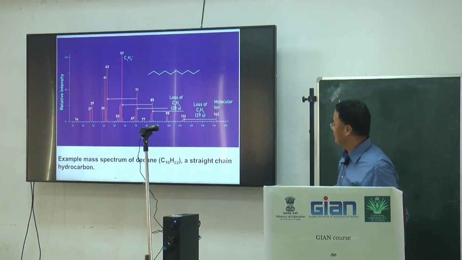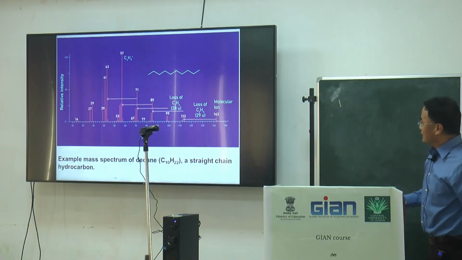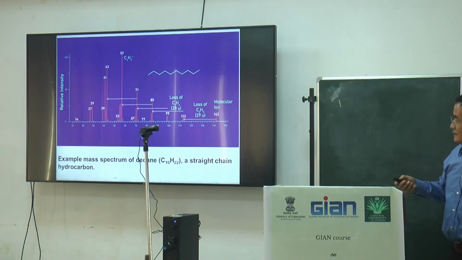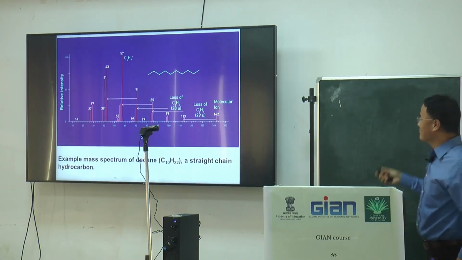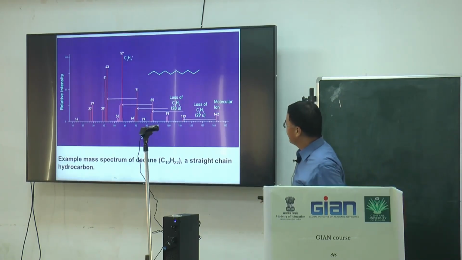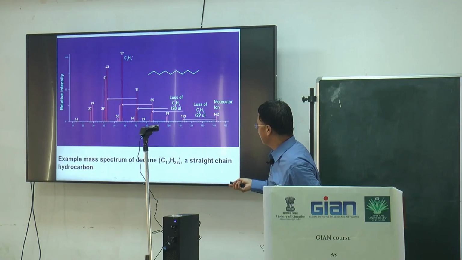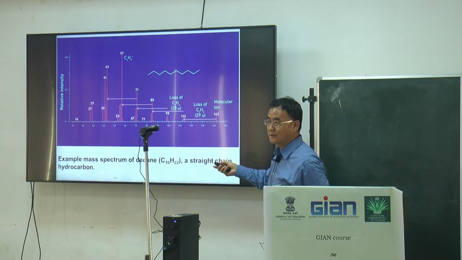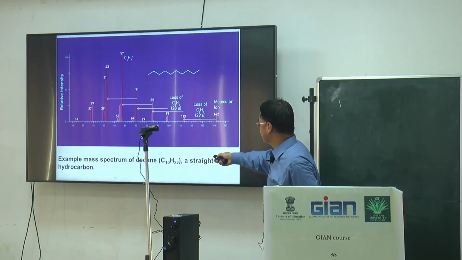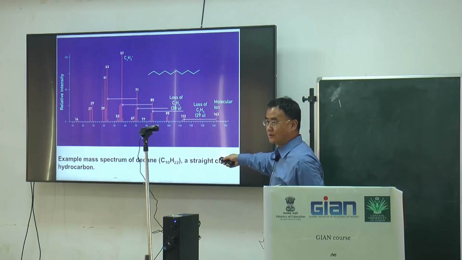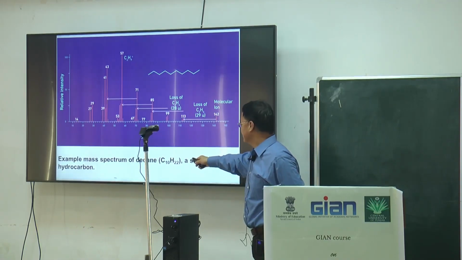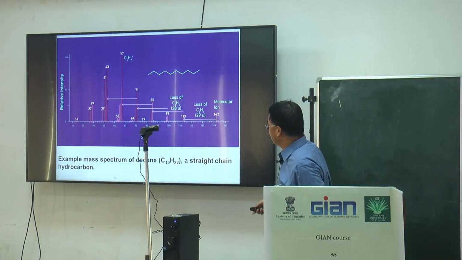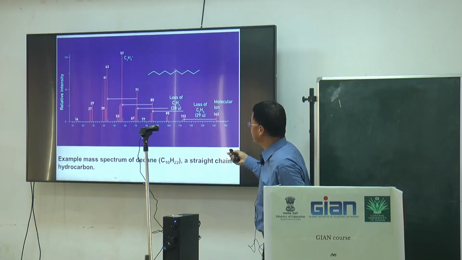This is one way to digest the GCMS. For example, this is decane, a long-chain alkane. Decane has 10 carbons and is just a hydrocarbon, with 10 carbons and 22 hydrogens. This is a straight-chain hydrocarbon.